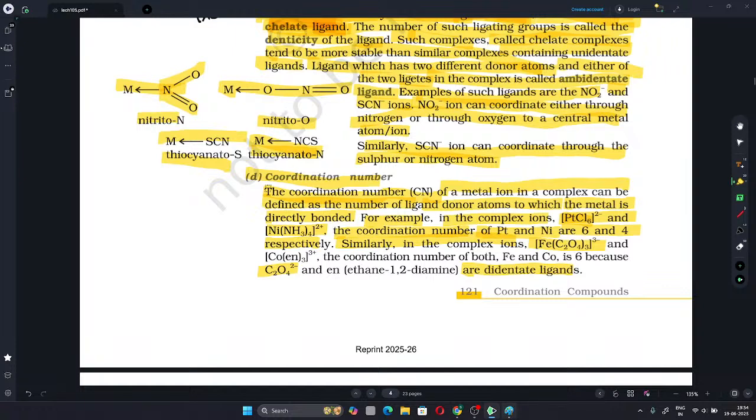Let's read the definition of the coordination number again. The coordination number of a metal in a complex can be defined as the number of ligand donor atoms to which the metal is directly bonded. But here, in the normal case where the ligands are unidentate, as in the platinum and nickel examples, we see that it will be 6 and 4 respectively. Whereas in special cases where the ligands are bidentate, the coordination number will be equivalent to the denticity times the number of ligands.